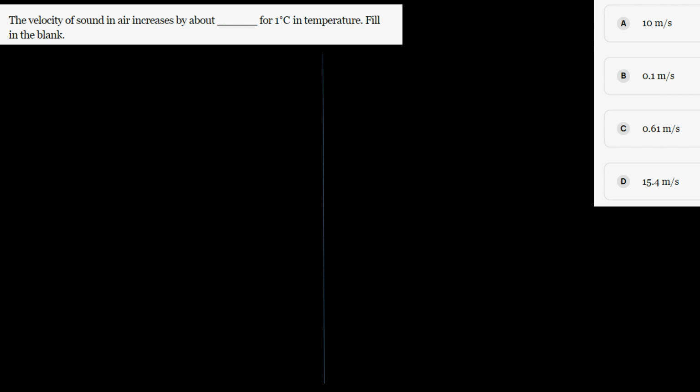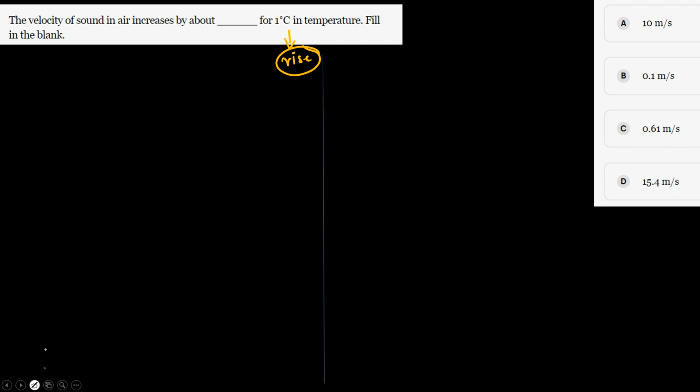The velocity of sound in air increases by about dash for 1 degree in temperature. I guess it should be rise. You can mention here 1 degree rise in temperature. So the velocity of sound in air increases about dash for 1 degree rise in temperature. Fill in the blanks, and the options are given to you. So what do we know?